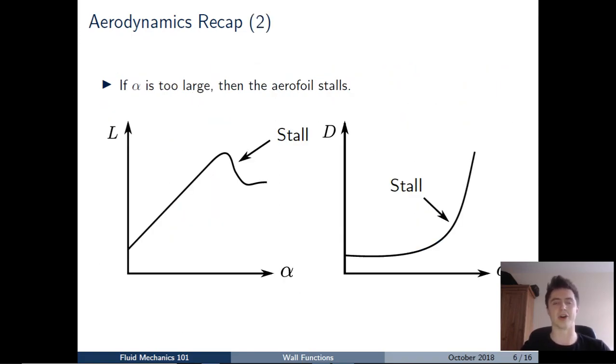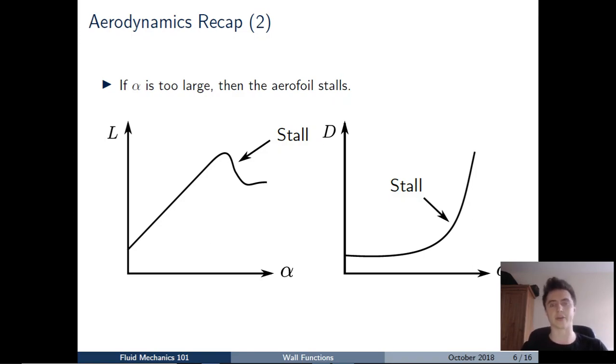Now, you may remember from the previous video that actually if we increase the angle of attack too much, then the aerofoil stalls, as you can see from the diagram. And what happens when we stall is we get a sharp drop off in lift and a sharp increase in drag. And this is highly undesirable whether we have an aeroplane or a wind turbine rotor. We really want to avoid stall. And to do this, we need to make sure that the angle of attack alpha isn't too large.